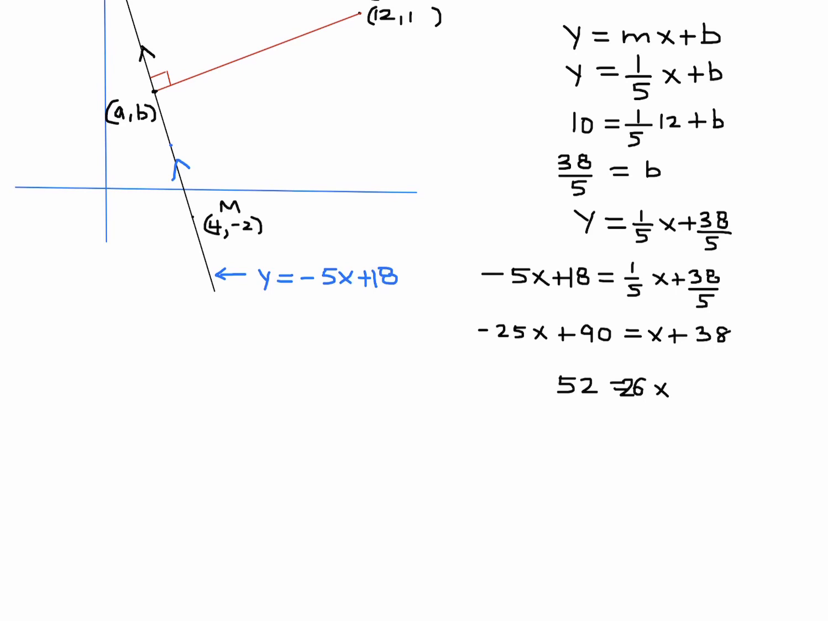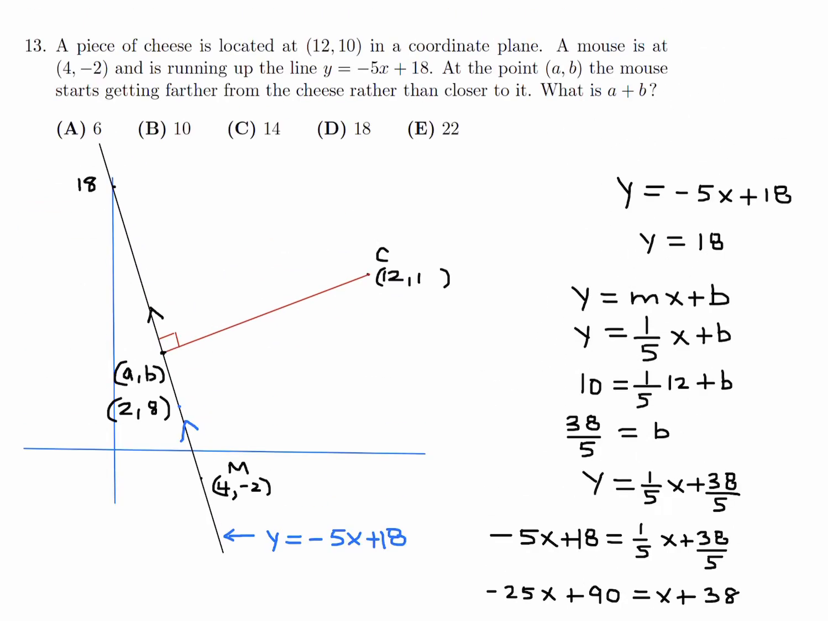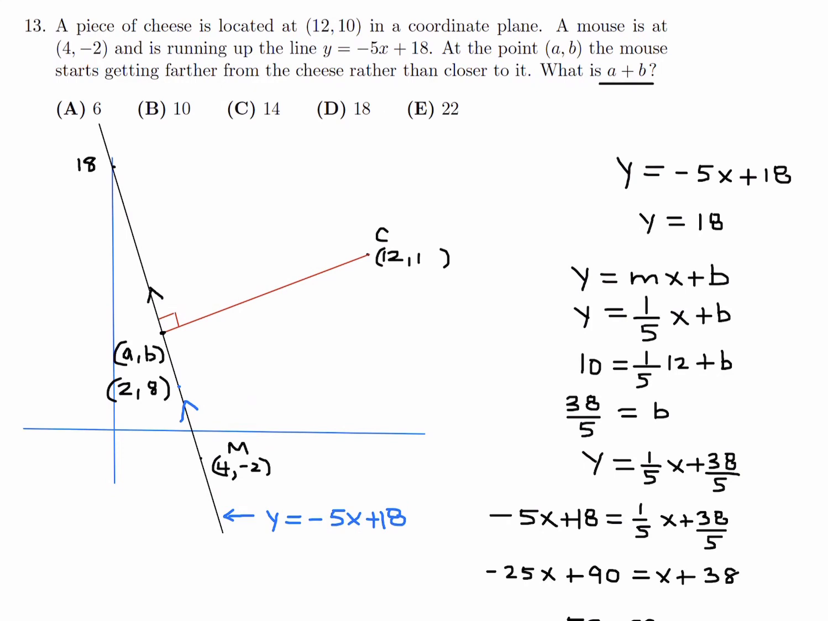52 is equal to 26x, and therefore x is equal to 2. To get y, I just substitute it back into this line, and that would give me minus 10 plus 18, and therefore y is equal to 8. And therefore this point AB is 2, 8. And what they wanted in our question is to figure out a plus b. So a plus b is equal to 2 plus 8, which is equal to 10. So number 13, the answer is B.